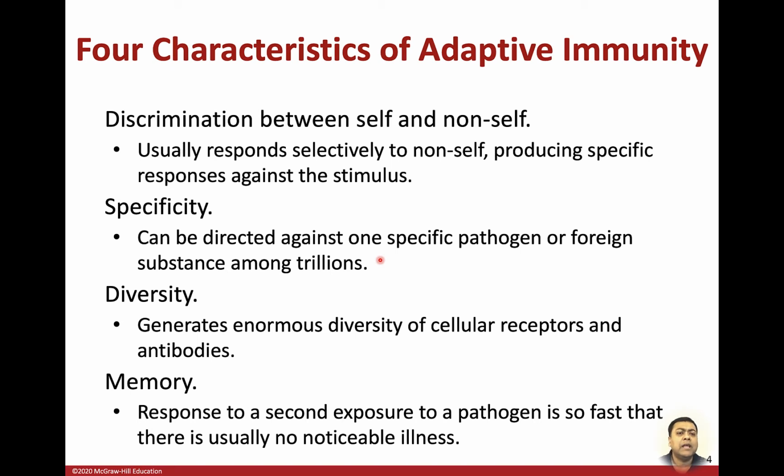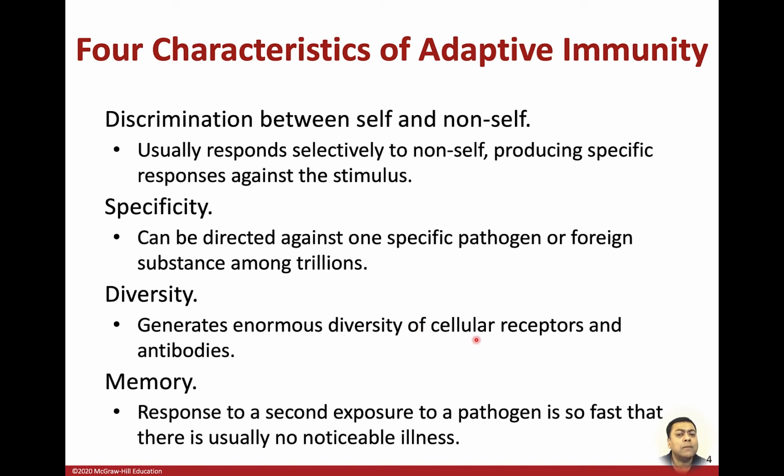So basically, your adaptive immune cells have receptors in the combination of trillions to understand all these different three-dimensional antigenic structures, which we call an epitope. So that is a very amazing thing of the adaptive immunity. The specificity is very, very high, and it also generates enormous diversity of cellular receptors and antibodies.